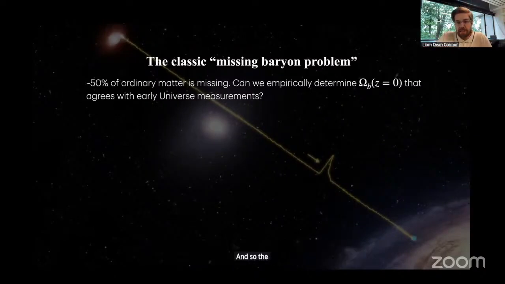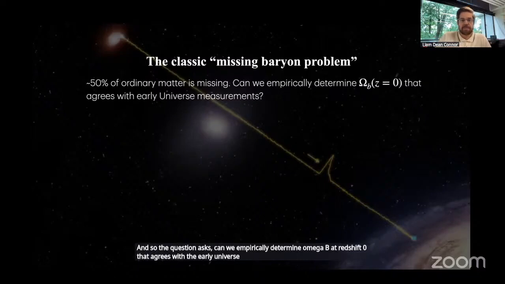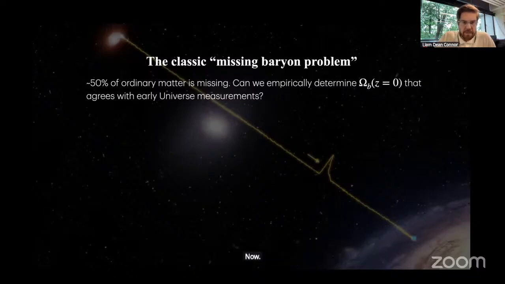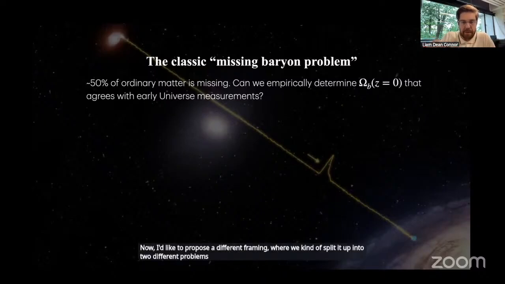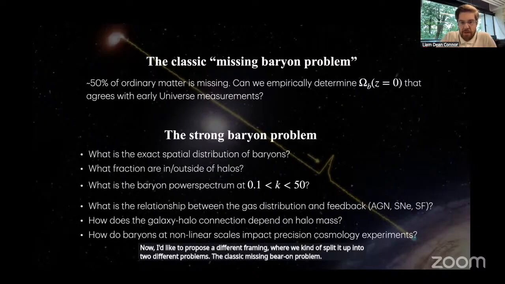And so the question asks, can we empirically determine omega b at redshift zero that agrees with the early universe measurements? Now, I'd like to propose a different framing where we kind of split it up into two different problems, the classic missing baryon problem, and then what you might call the strong baryon problem.